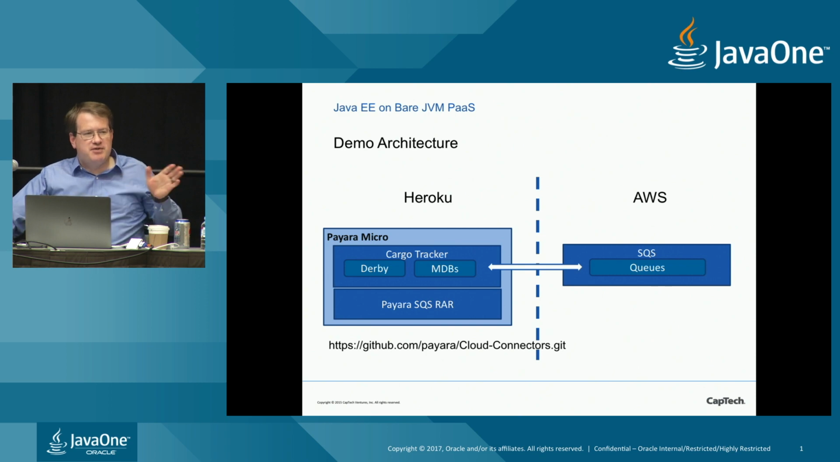In all the demos so far, there have been no changes to the actual application. This time I actually had to make changes. One, to get the Cargo Tracker off of OpenMQ, because it had hard-coded settings in there to begin with. That was the primary change. And the second one was to adjust it for using the Payara SQS plugin, the RAR file.